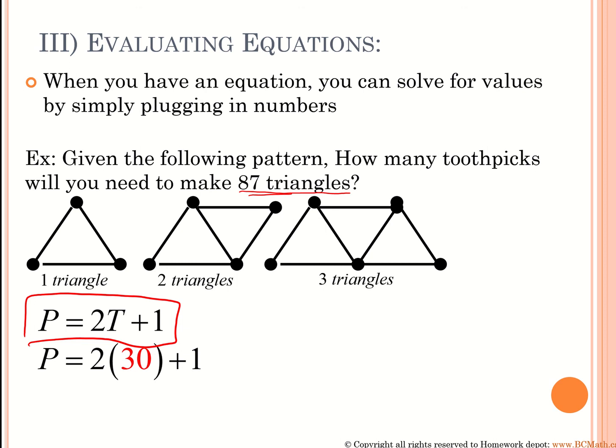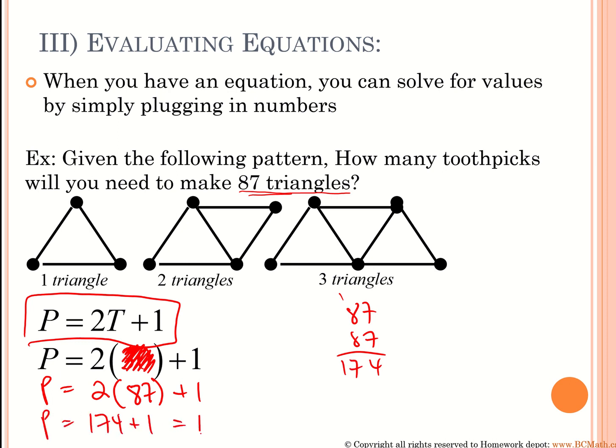So all you gotta do is, not 30, 87 triangles. So I'm going to change this now. If you have 87 triangles, just go 2 times 87 plus 1, and that will be the number of toothpicks. So 87 plus 87 is 174. So this will be 174 plus 1, and that will be 175. So the purpose of having a formula is it makes it easier for you to count without having to actually count each scenario. You can just plug the number into the equation and you're pretty much done.